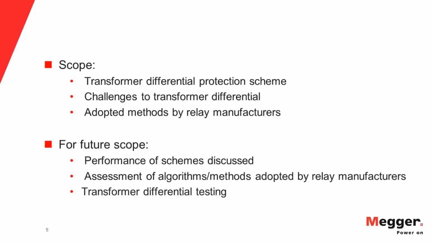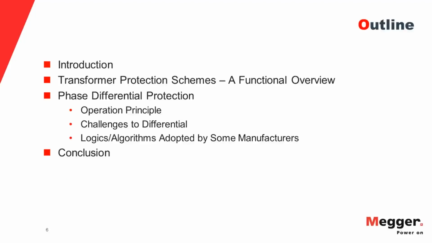For future scope, we will take care of the performance of the schemes discussed. We will also talk about the assessment of methods adopted by relay manufacturers, and some of the testing methods for testing transformer differential schemes. We will cover the pickup test, timing test, slope test, two-fault test, all those kinds of tests, and what kind of instruments you need to test them. This is kept for the future.